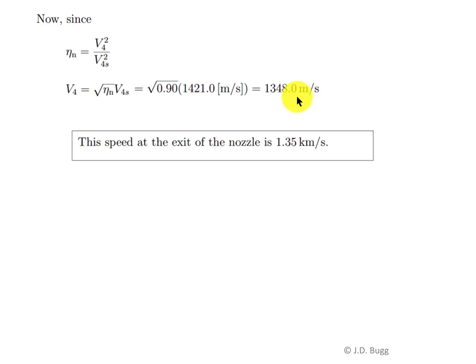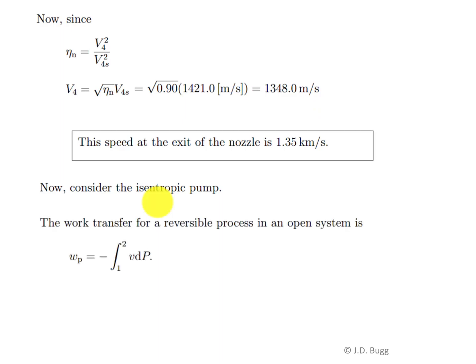Next, we're going to take a look at the pump and see if we can figure out the power requirements of the pump. Remember that this pump is isentropic. Now, a very good way to calculate the work done by an isentropic pump, which is pumping a liquid, is to use the equation that we derived in class for the work transfer for a reversible process in an open system. And you may remember that that work on a per unit mass basis is minus the integral from 1 to 2 of v dP.